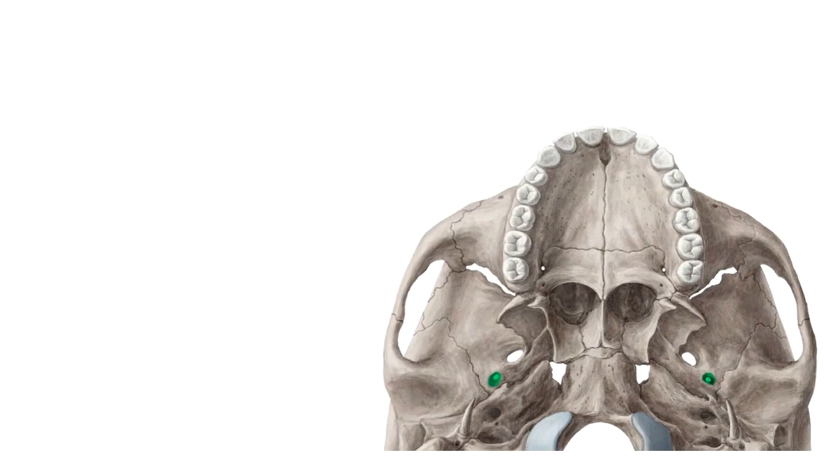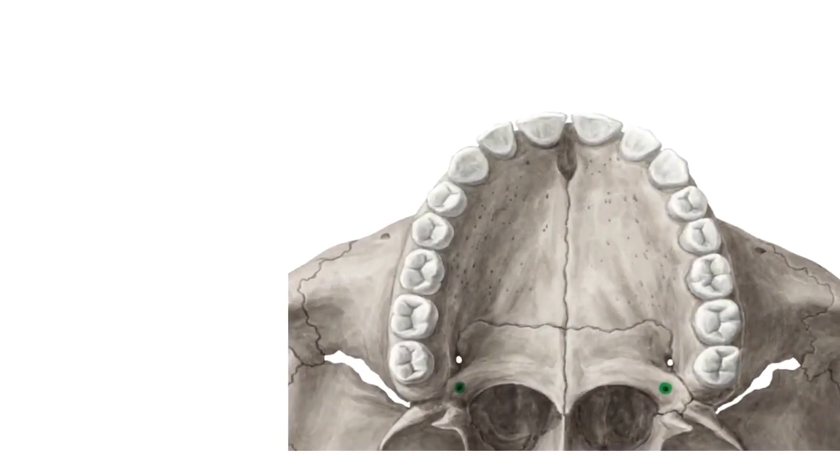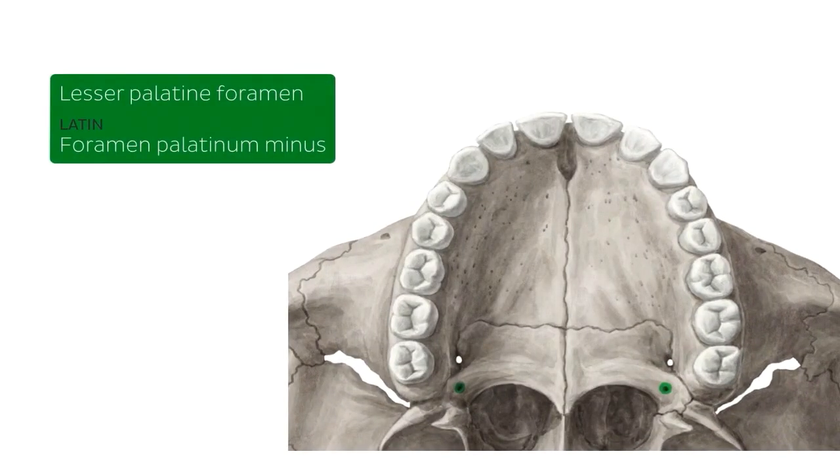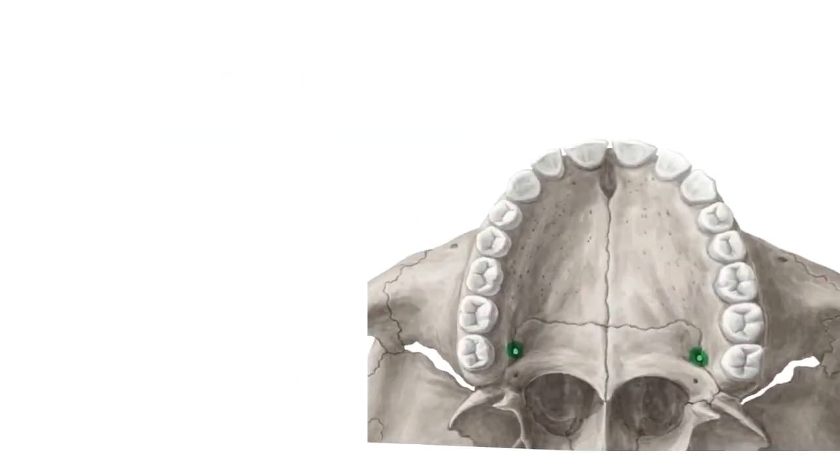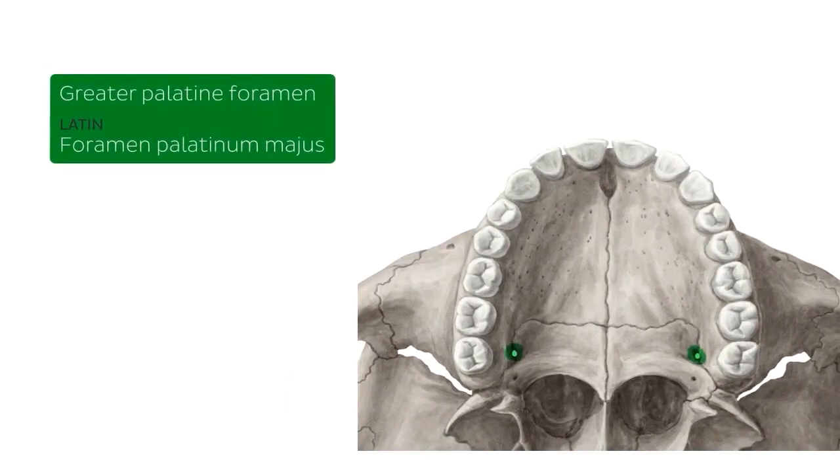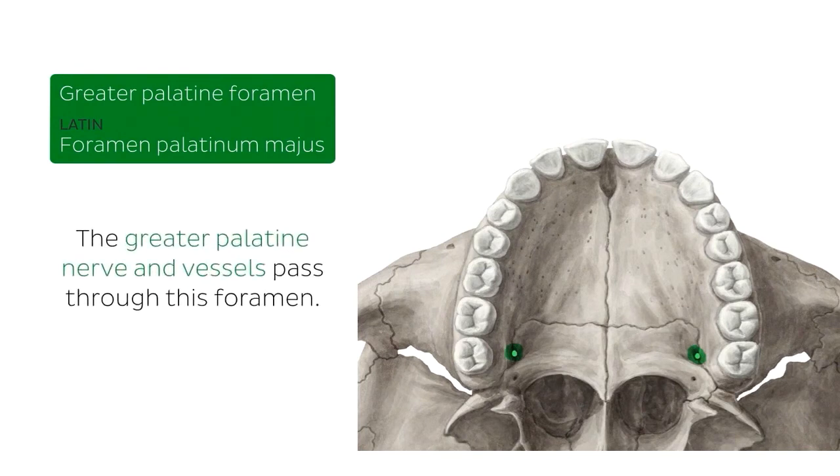The next foramina are found on the palatine bone and are known as the lesser palatine foramen, or foramina for plural. And these foramina house the lesser palatine nerves and also vessels. If we have a lesser palatine foramina, we have to have then greater palatine foramina. And they're located anterior to the lesser palatine foramina on the palatine bone. And the greater palatine nerves and also vessels pass through these structures.